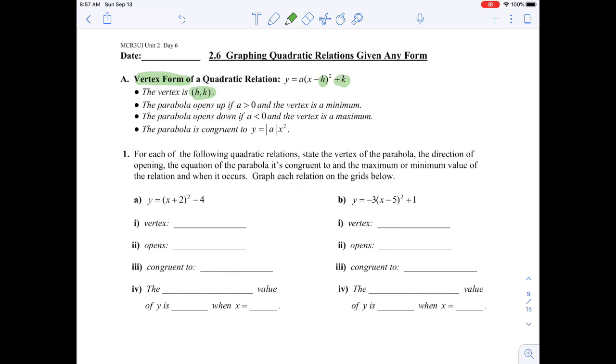Whatever k is, any extra number that's sort of hanging off the end, either added or subtracted, tells us what the y-coordinate of our vertex is. And that gives us a starting point that's essential for us to be able to graph this.